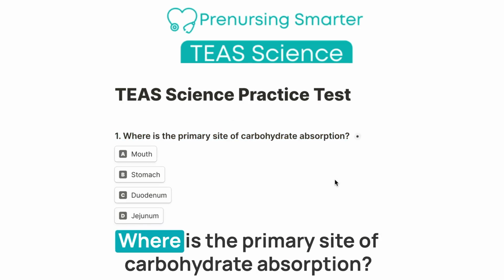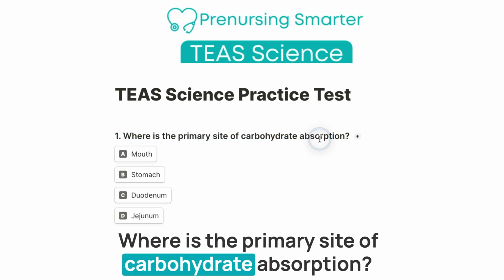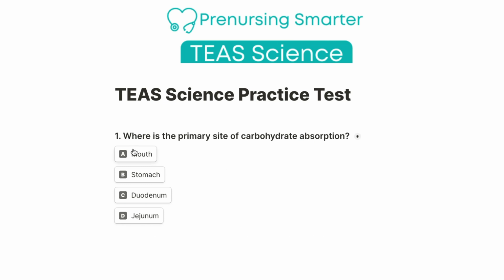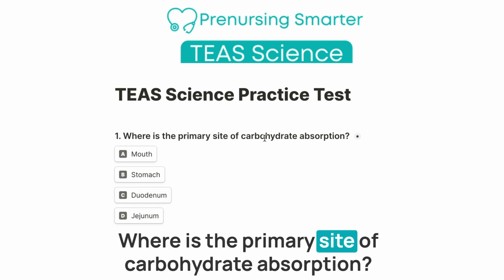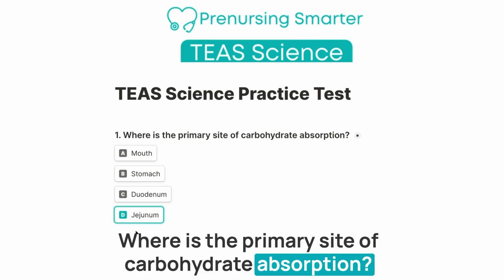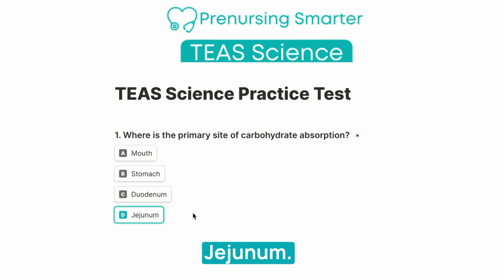Question number 1. Where is the primary site of carbohydrate absorption? A, mouth, B, stomach, C, duodenum, D, jejunum. Where is the primary site of carbohydrate absorption? The answer is D, jejunum.